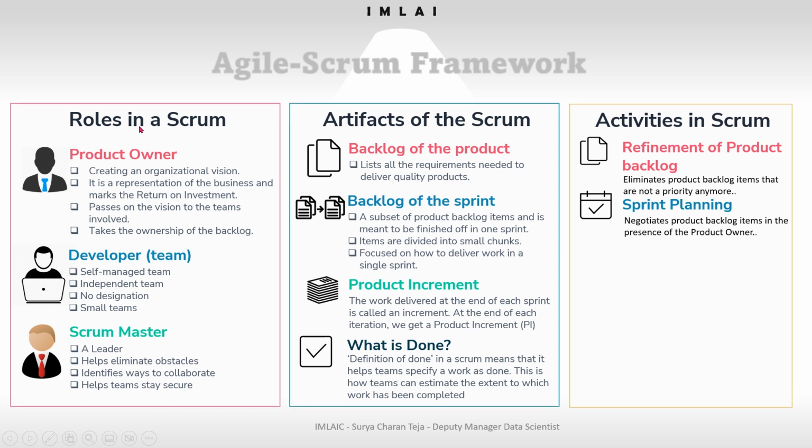Here you can see the roles in Scrum: product owner, developer team, and Scrum master. The product owner negotiates out of the product backlog. Here you can see the product backlog. This product backlog consists of the list of all the requirements to be done. Out of it, the product owner negotiates and comes up with a few of the requirements from the backlog, so that you can work on them in this sprint. That's called sprint planning.